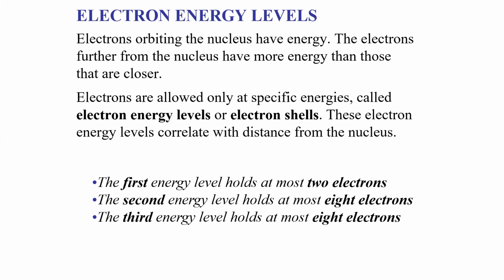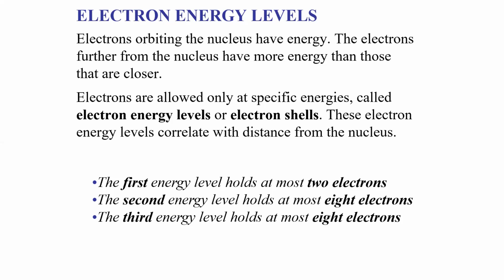Okay. Well, so the electrons are orbiting around the nucleus and they have energy, and our first rule, where we'll just have to take the physicist's word for it, is that the electrons are allowed only at specific energies. Or you can think about it as electrons are allowed only at specific places or distances from the nucleus. They're not allowed to be anywhere. So these allowed energy levels are called electron energy levels or electron shells. The electron energy levels correlate with the distance from the nucleus, so the higher energy a level has, the further away it is from the nucleus.